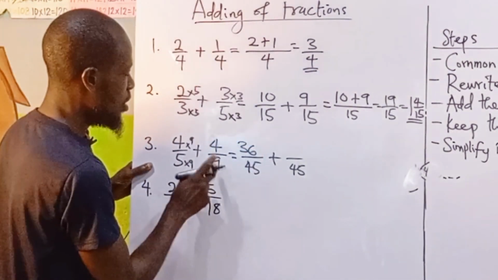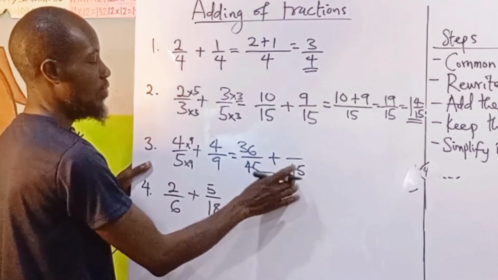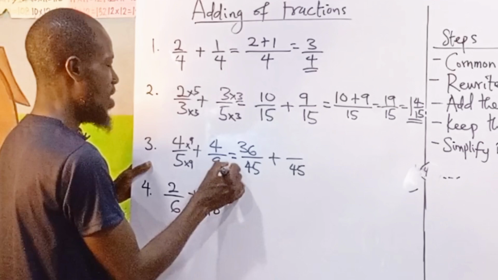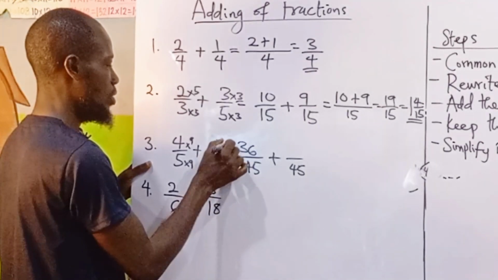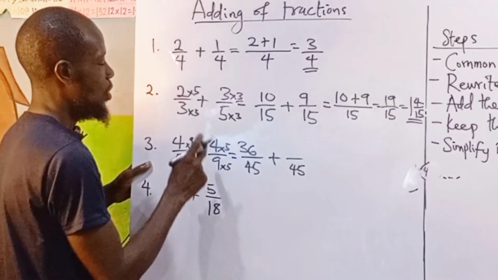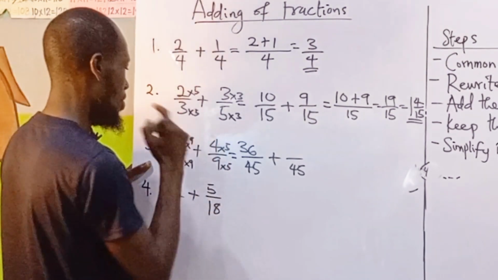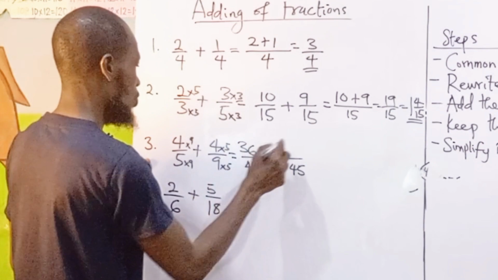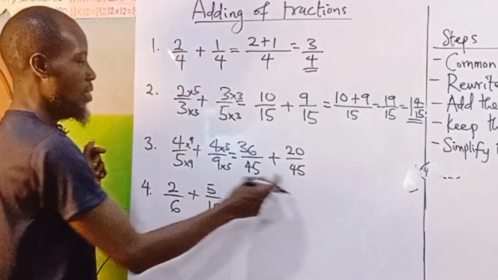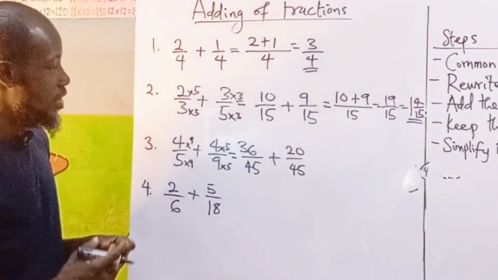And then also, what is multiplied by 9 to give us 45? That is 5. Whatever you do to the denominator, you do to the numerator. So 4 times 5 in this case, we have 20. So now we have the common denominator.